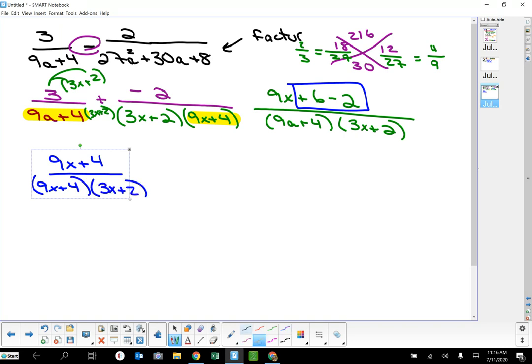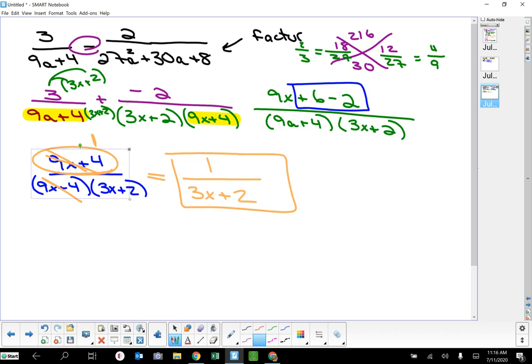My 9a plus 4s will cancel each other. Make sure you still have a 1 on the top here when you cancel, right? And that 3a plus 2 has to stay in the denominator. Make sure that you write the 1 over 3a plus 2, and you don't just leave the 3a plus 2, okay? And that's what that guy would look like when you simplify everything. All right.